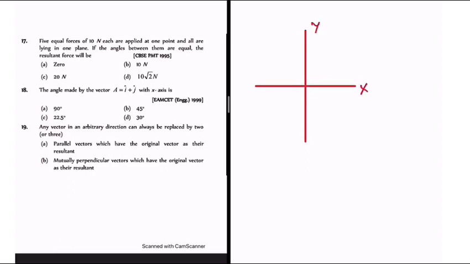X-axis, y-axis, and this is your vector. This point is 1 comma 1, because I cap plus J cap.